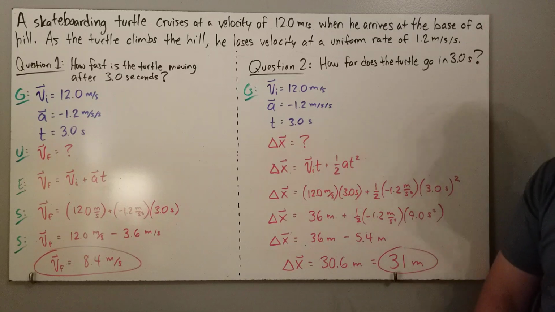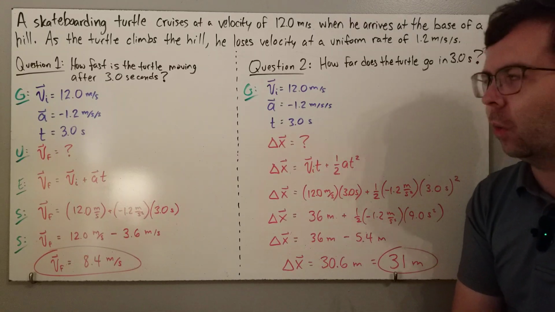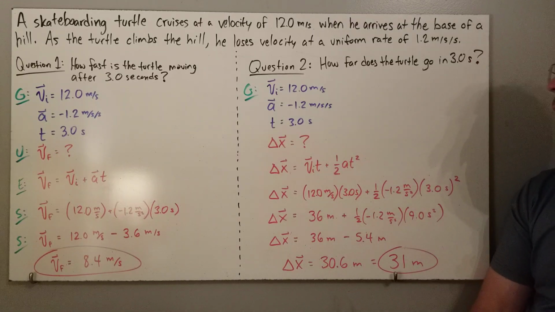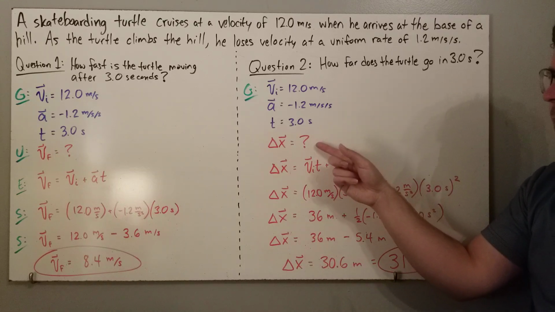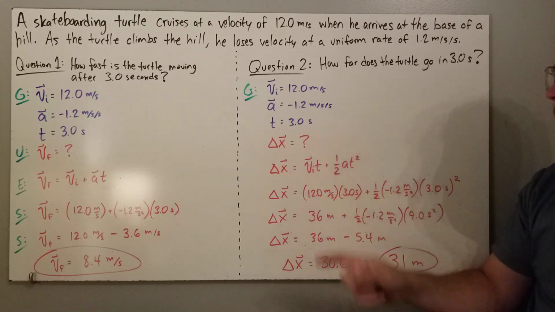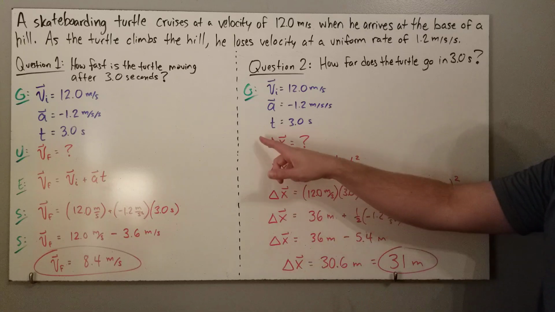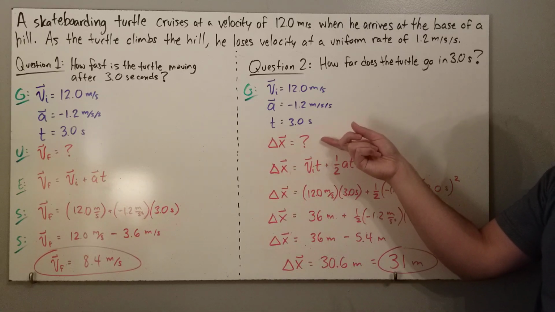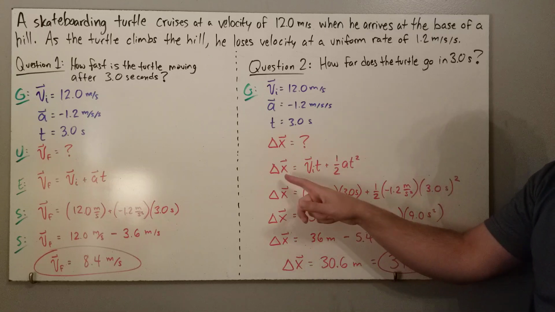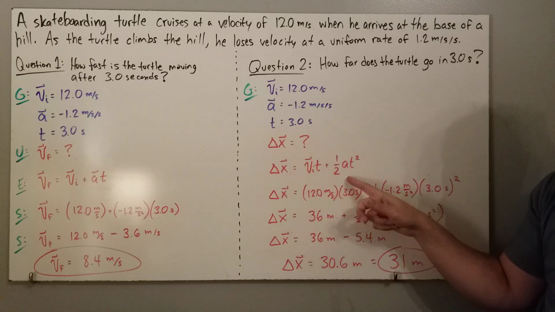Question 2 says, how far does the turtle actually go in 3.0 seconds? So again, we have the same given information, but this time we're going to look for the displacement. I left off the rest of the letters U, E, S, S, but the unknown here is the displacement. How far does the turtle go? We're going to use that new equation we just derived.